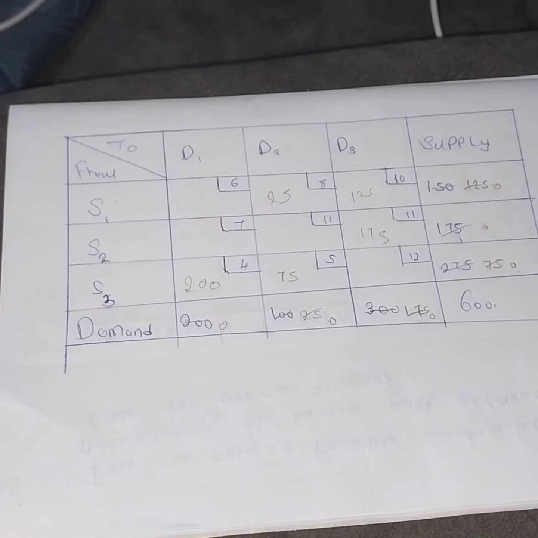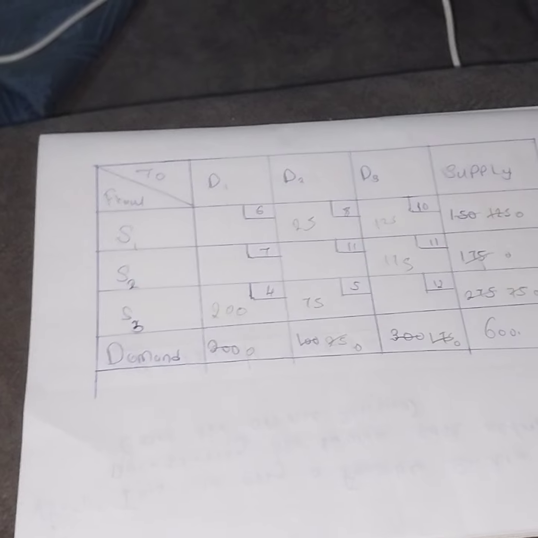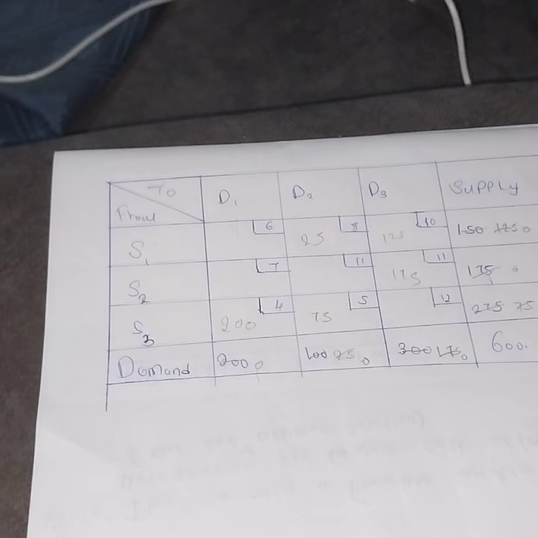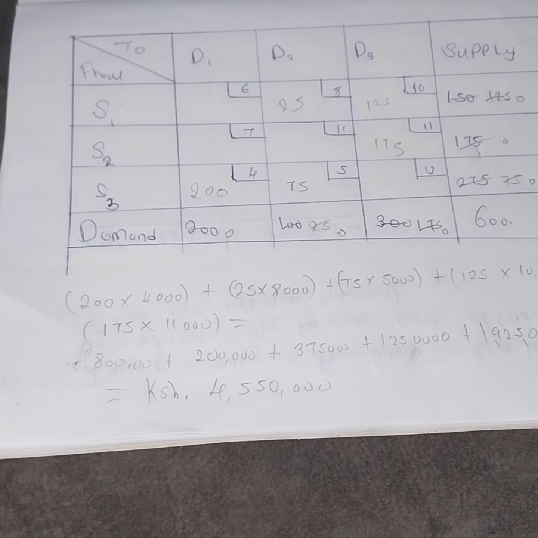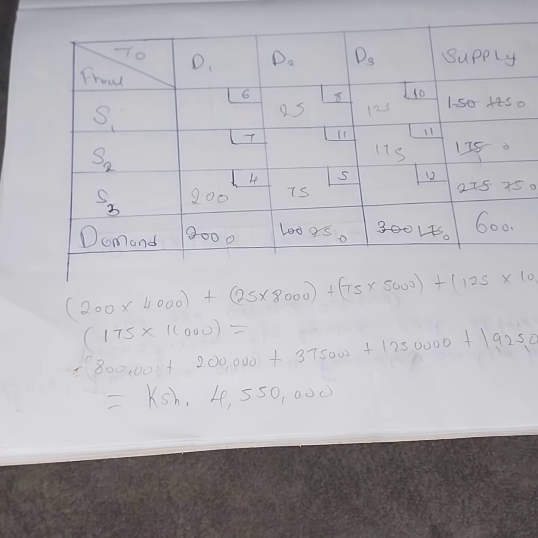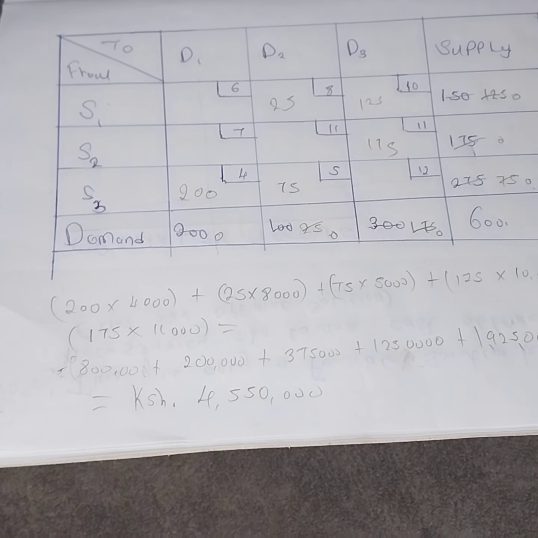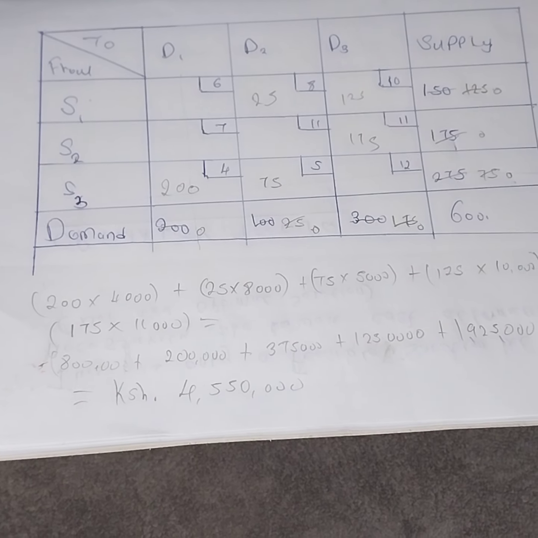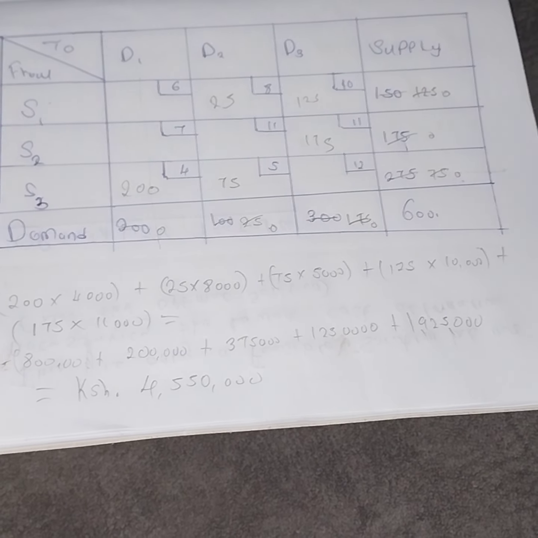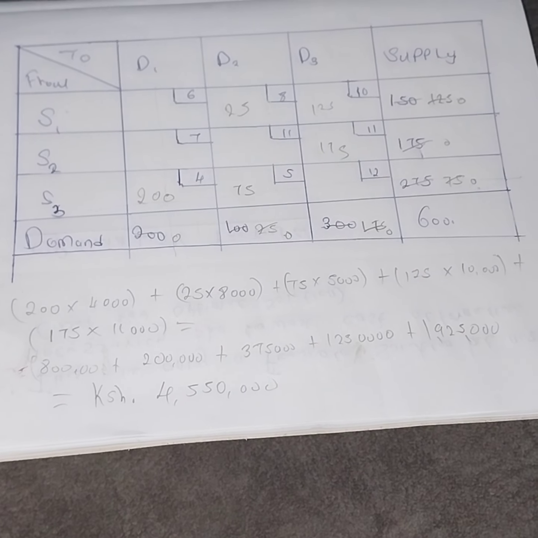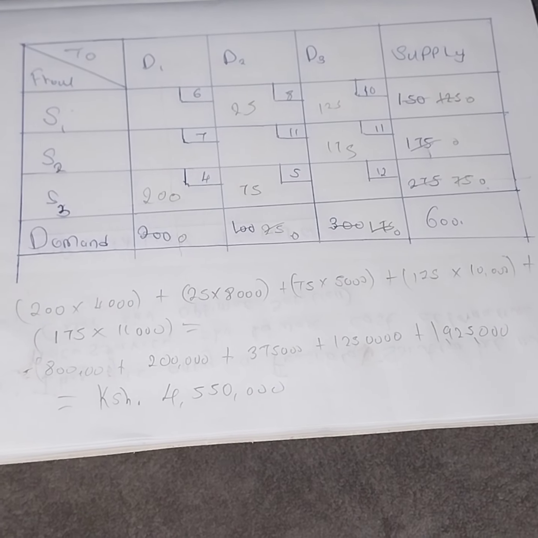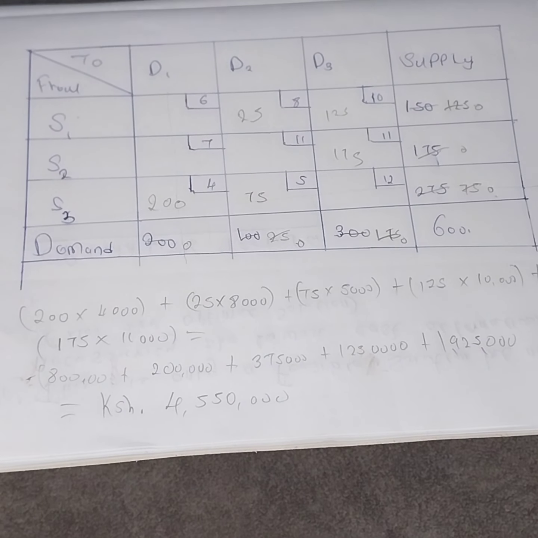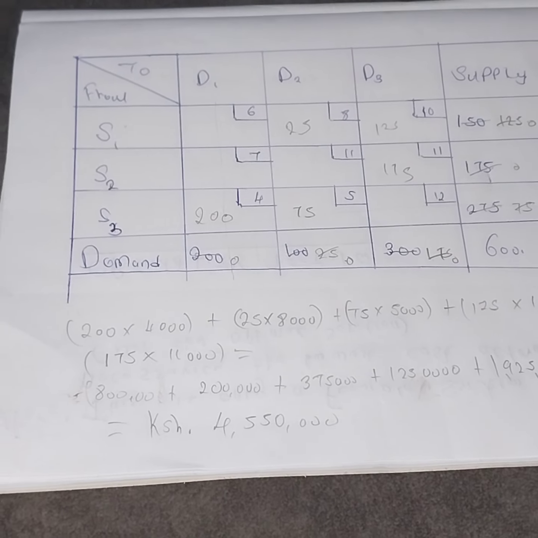So to get the least cost, now we multiply the amount of tons times the cost. Remembering that our cost was in 1,000 shillings, we'll multiply the 200 by 4,000, 25 by 8,000, 75 by 5,000, 125 by 10,000, and 175 by 11,000. Then sum it up and get 4,550,000, and that is our least cost.